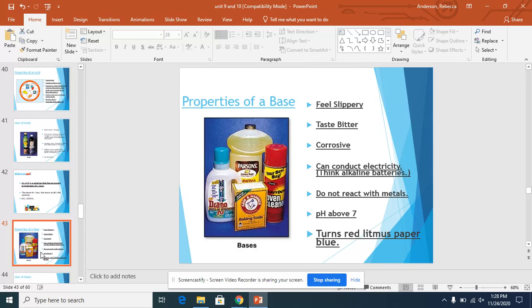Okay, so now we've talked about acids. Let's move on to bases. Bases feel slippery, taste bitter. They are also corrosive. A lot of people don't know this. A lot of cleaners that break down things are bases. They can conduct electricity, like alkaline batteries. They do not react with metals. The pH is above 7 and it turns red litmus paper blue.